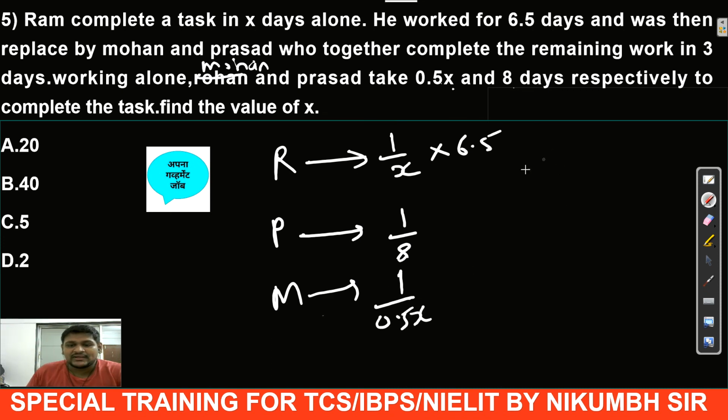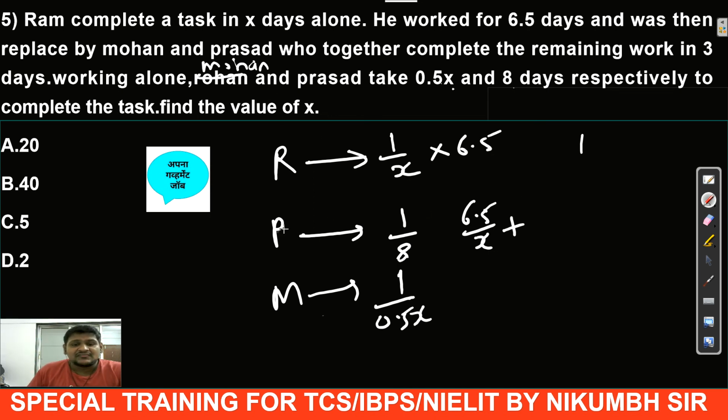Now suppose the total work is 1. Assume the total work is 1. So to complete this one work, first Ram is there. He worked for 6.5 days, so I will write 6.5x plus. After that he left the work. Then Mohan and Prasad combinedly come here.